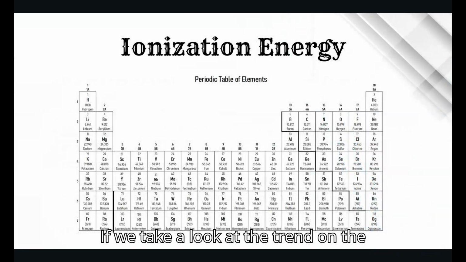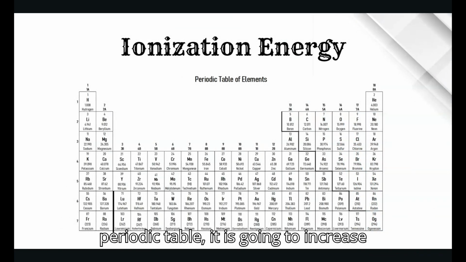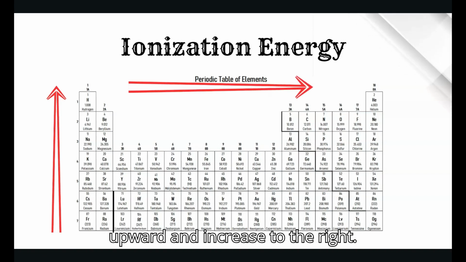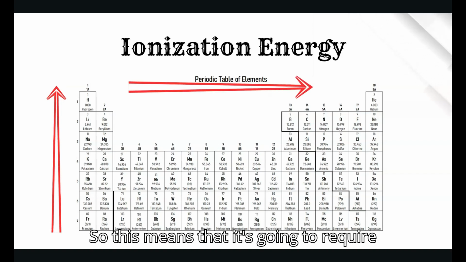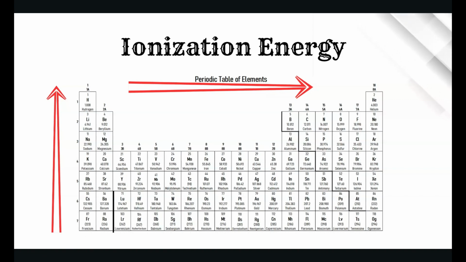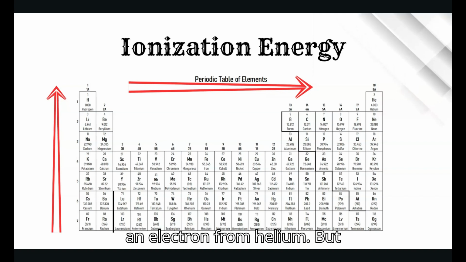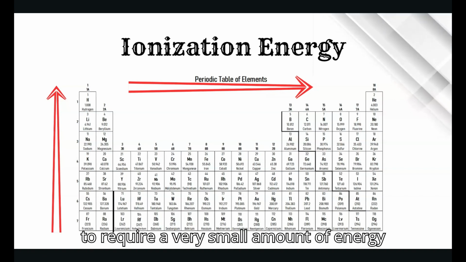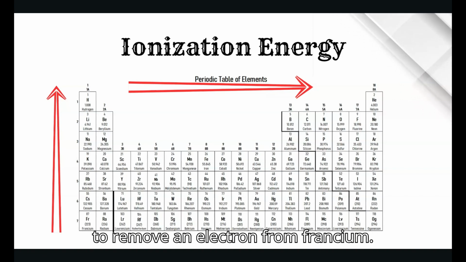If we take a look at the trend on the periodic table, it is going to increase upward and increase to the right. This means that it's going to require quite a bit of energy to remove an electron from helium. But if we take a look at francium, it's going to require a very small amount of energy to remove an electron from francium.